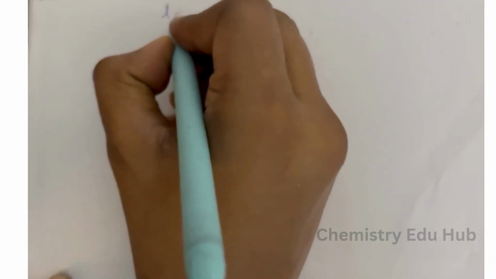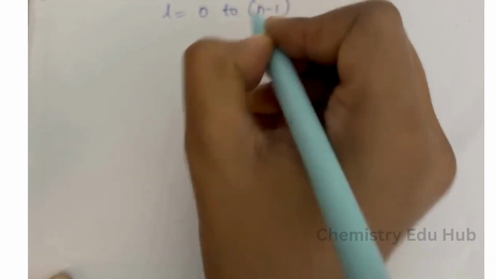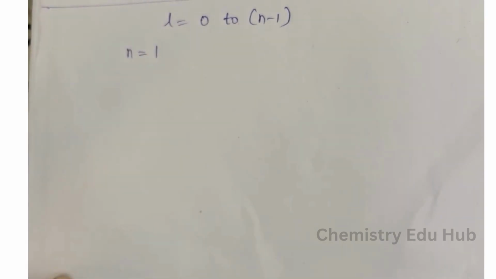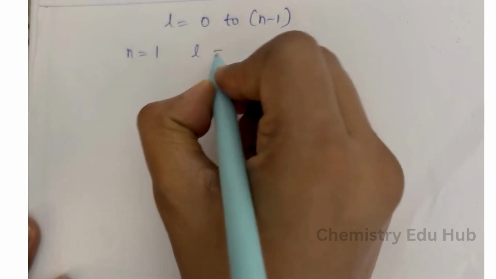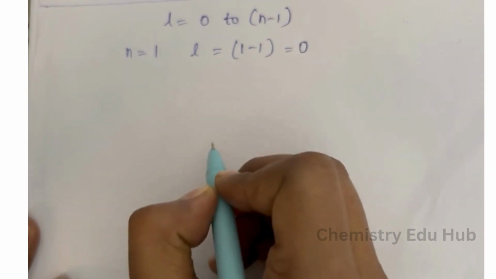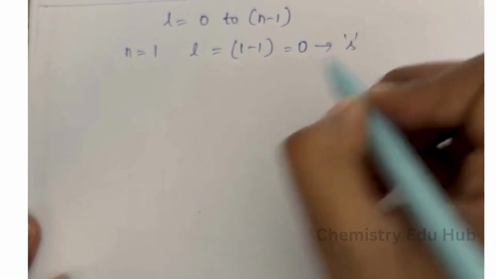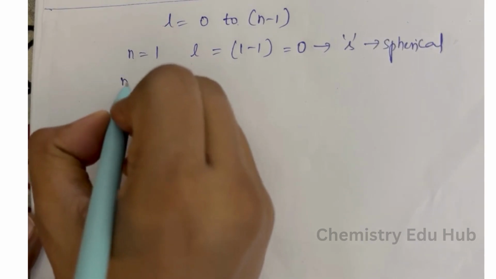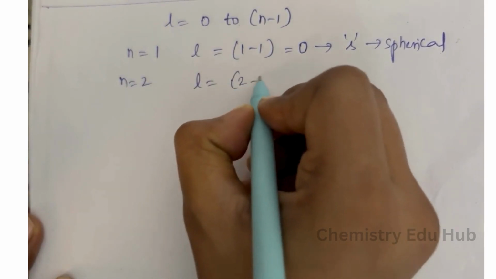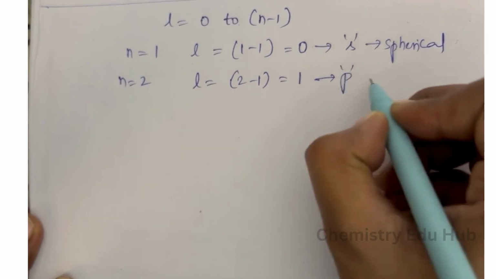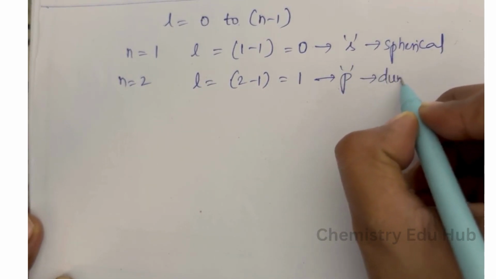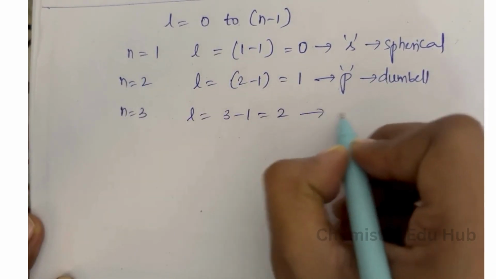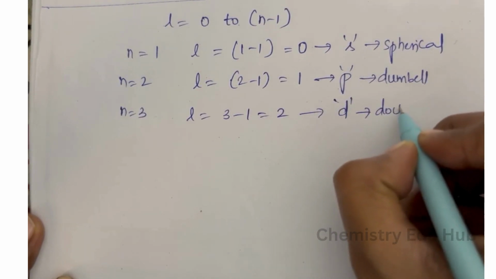Since l ranges from 0 to n minus 1, we need to write the l values according to the n values. So we know that n starts with 1, so l has to be what? 1 minus 1, which is equal to 0. So this indicates an s orbital whose shape is spherical. Similarly, if n is equal to 2, l has to be 2 minus 1 is 1, which indicates p orbital or p subshell whose shape is dumbbell. Similarly, n equal to 3 is l equal to 3 minus 1, 2, then it is d subshell whose shape is double dumbbell.